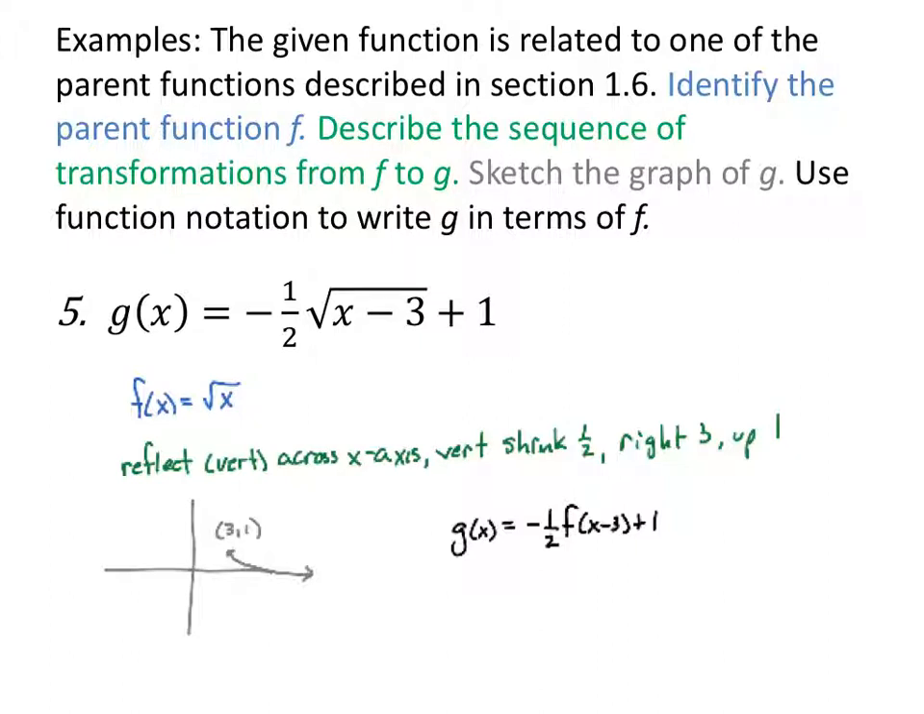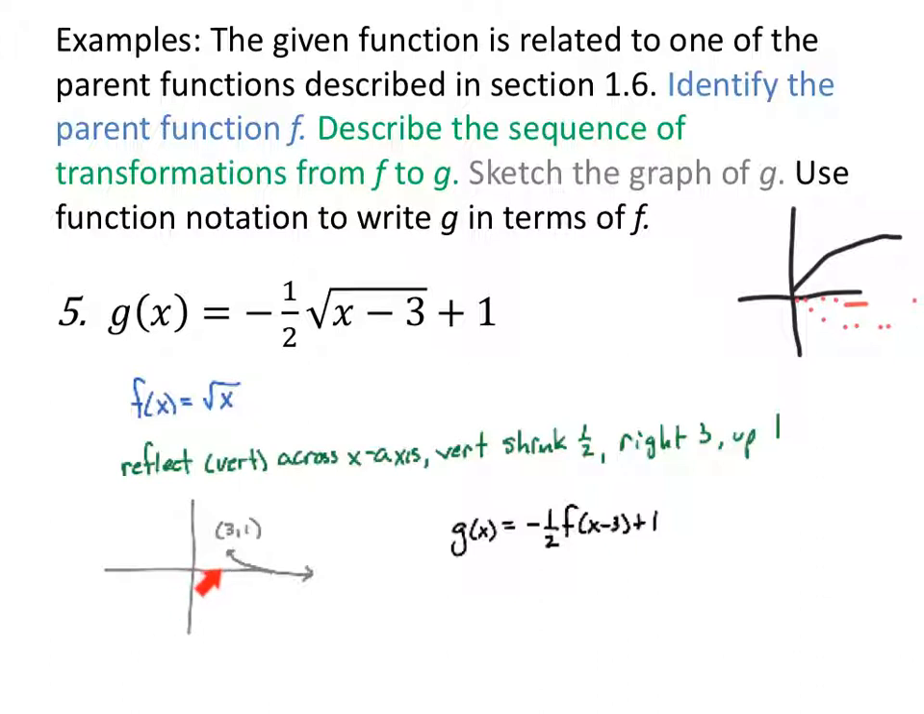So a normal radical function has the basic idea of the top half of a parabola lying on its side. I will flip it over. Let's see if I can flip that over here. I'll flip it over, and then I'll make it a little bit narrower. And then I will shift it to the right 3 and up 1, landing here.